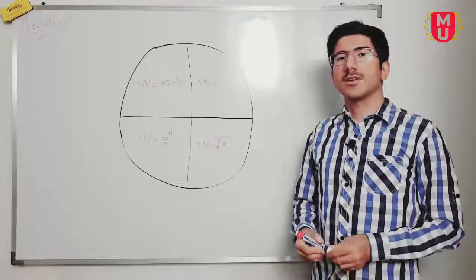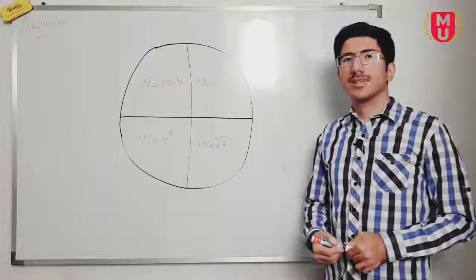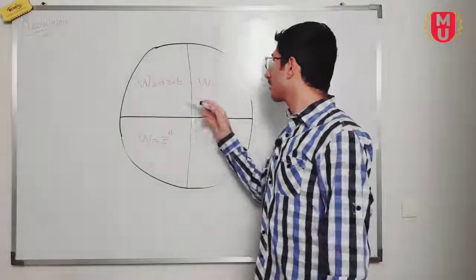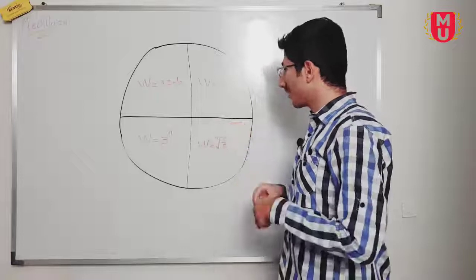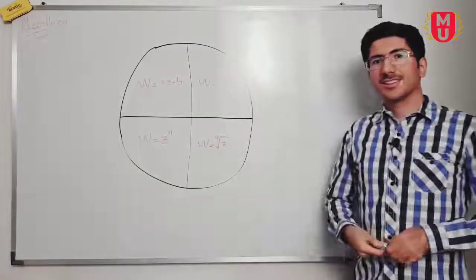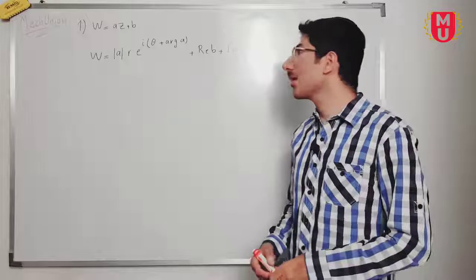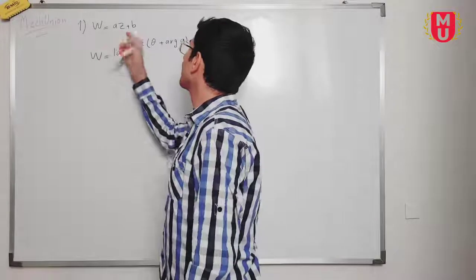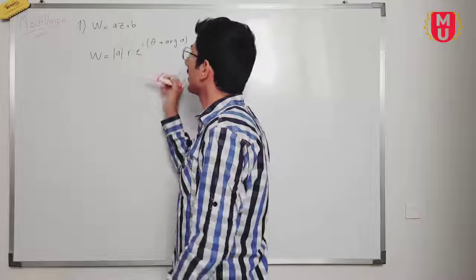In this video I'm gonna show you how to simplify conversion of a region under certain mapping functions. Okay, let's move on. For the first type of mapping, consider W equals AZ plus B.